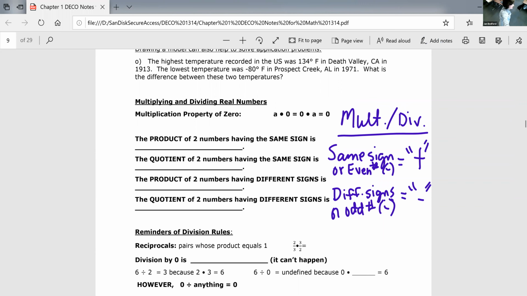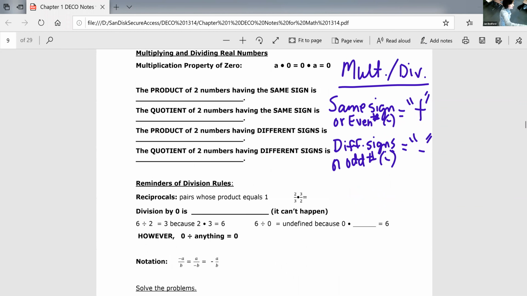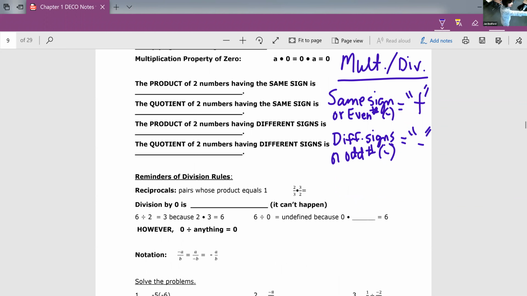Okay, so let's fill in the box here. We just wrote it out there, but let's reinforce it. Product of 2 numbers having the same sign. By the way, product means you do what with the numbers? Multiply. So if I'm multiplying, the signs are the same, I get a positive. Very good.